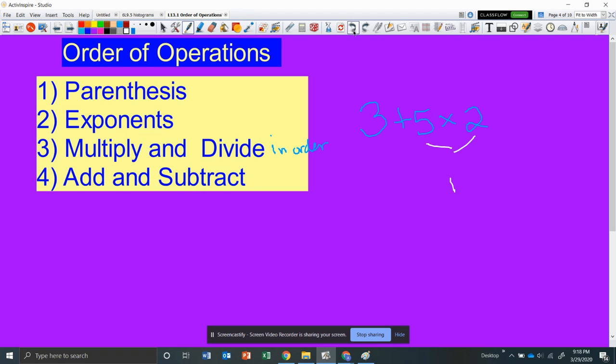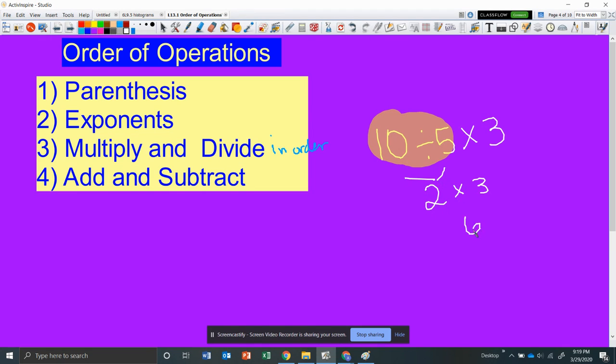If a problem had multiplication and division in it, you do whichever one comes first. So if it said 10 divided by 5 times 3, because division comes first, that's the part we have to do first. 10 divided by 5 is 2, and 2 times 3 is 6, okay?